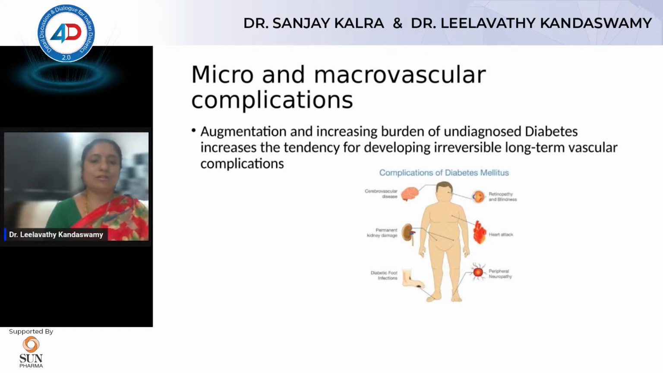This is mainly because there is undiagnosed diabetes. By the time we diagnose, these complications would have become irreversible. So it is important to emphasize education about screening at the right age, because nowadays early onset of diabetes can happen even in the 20s. Above 40s, definitely we have to screen. From 20 onwards, if there is a risk factor, we have to consider screening for diabetes.